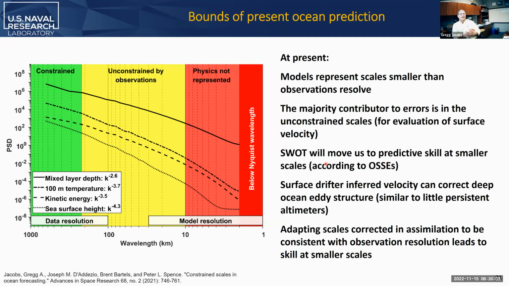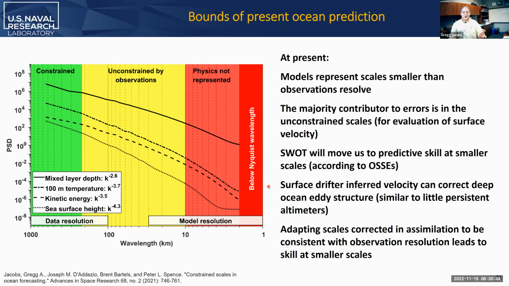So, okay, so here's where we are. We've gotten to the point where computers have advanced. We can run models at very high resolutions on a regular basis that represent physics at scales smaller than we can observe. We found from the evolution of the surface velocity from the drifters, the majority of errors is in this unconstrained band in the yellow right now. We see through the Aussies that SWOT is going to move predictive skill to smaller scales. So higher density data is moving us to the higher skills at smaller scales.